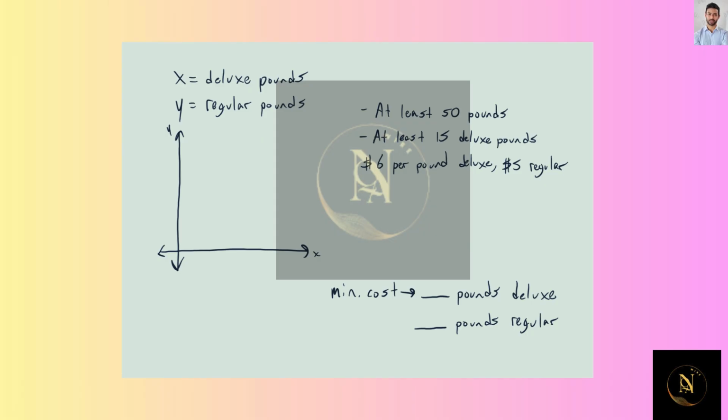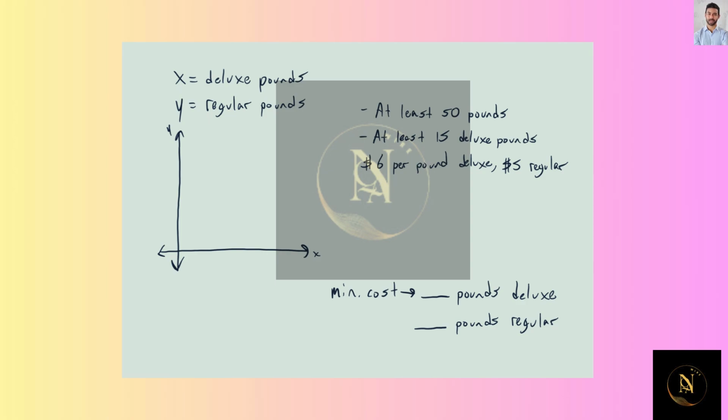This problem says deluxe coffee is to be mixed with regular coffee to make at least 50 pounds of a blended coffee. The mixture must contain at least 15 pounds of deluxe coffee. Deluxe coffee costs $6 per pound and regular coffee costs $5 per pound. How many pounds of each kind of coffee should be used to minimize costs?